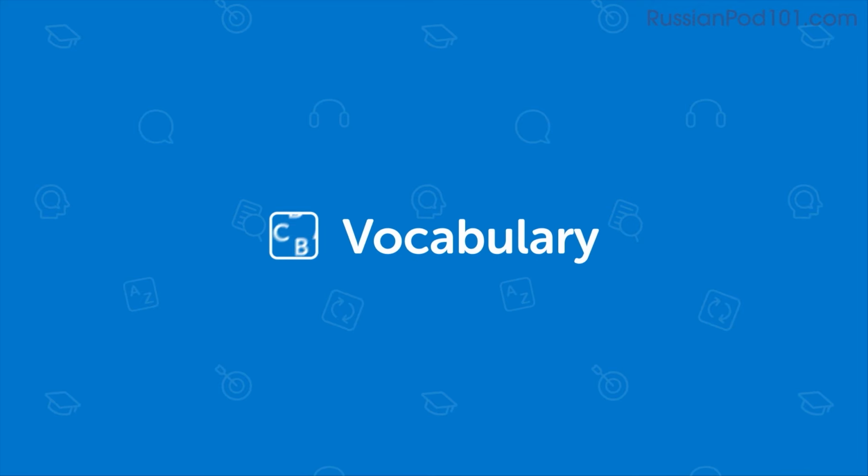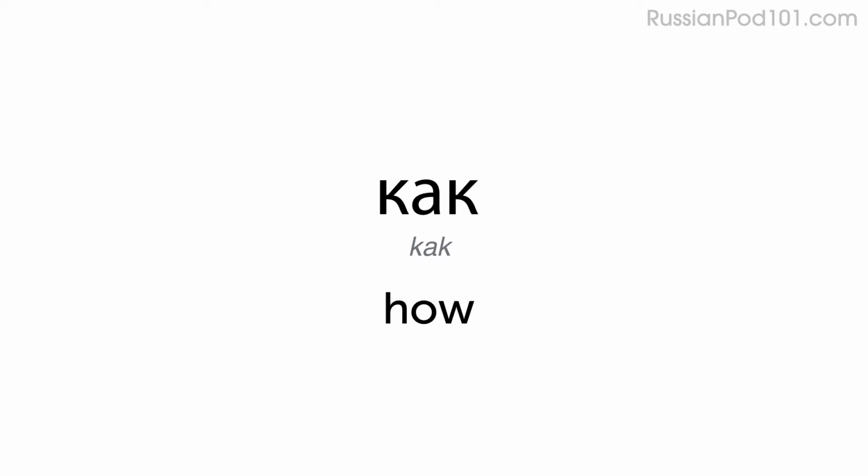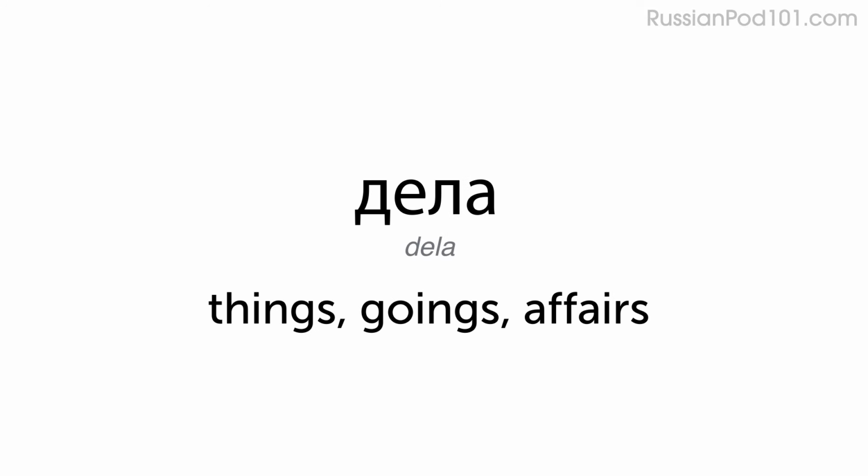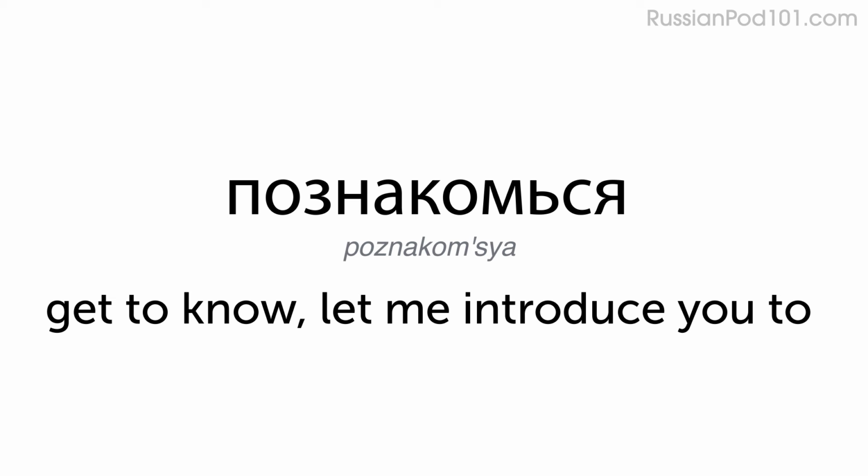Now you'll hear the key vocabulary, followed by the English translation. The first word we have is Как? How. And the next word, Дела. Things, goings, affairs. And the next word is Познакомься. Get to know. Let me introduce you to.